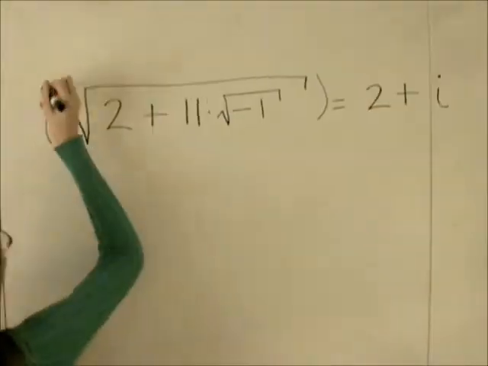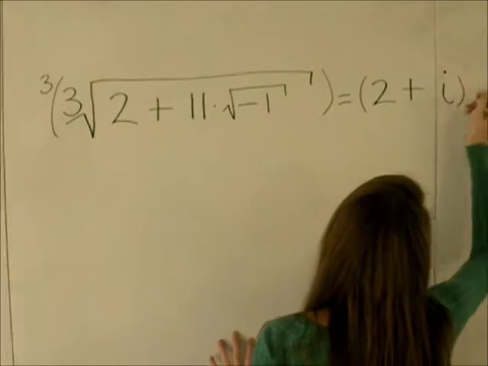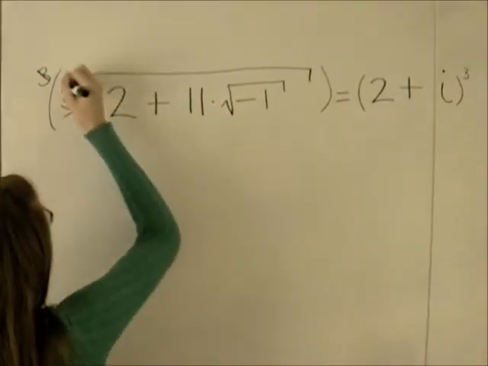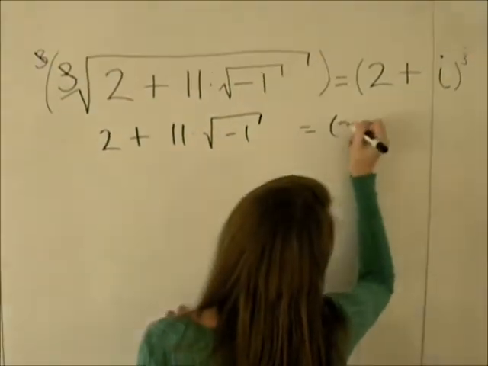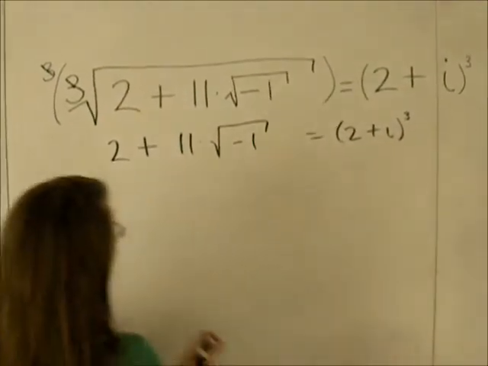In this problem, Cassie is showing that the cube root of 2 plus 11 square root of negative 1 is equal to 2 plus i. First, she cubed both sides to cancel out the cube root.